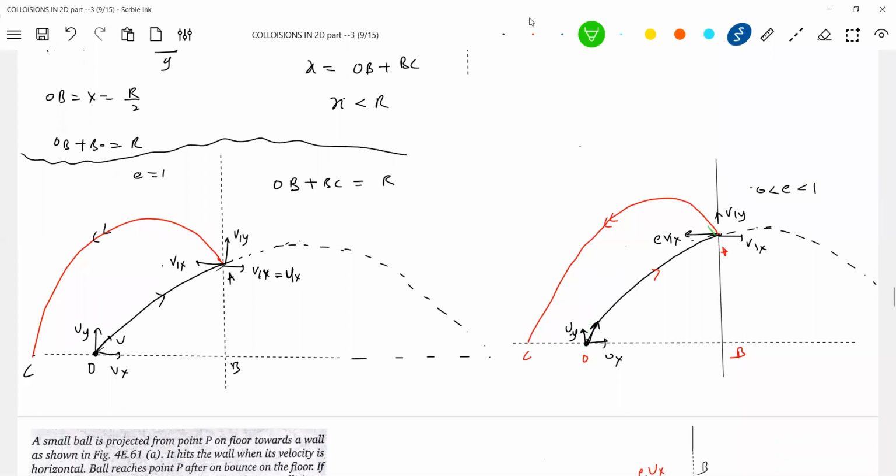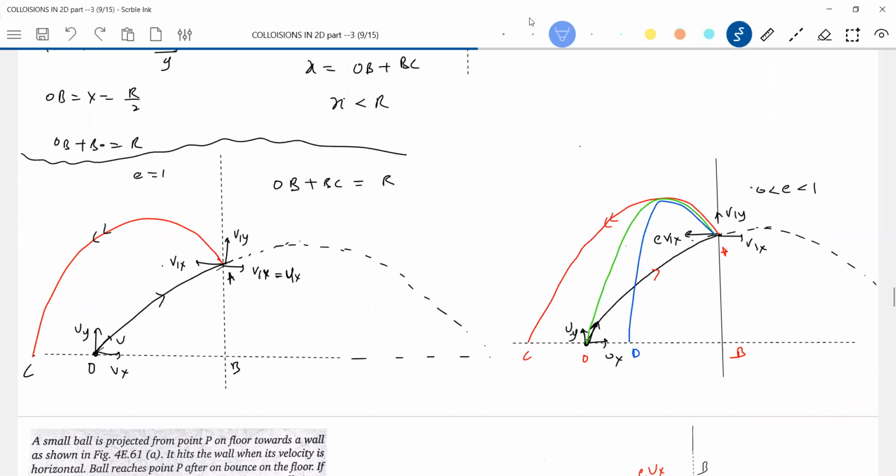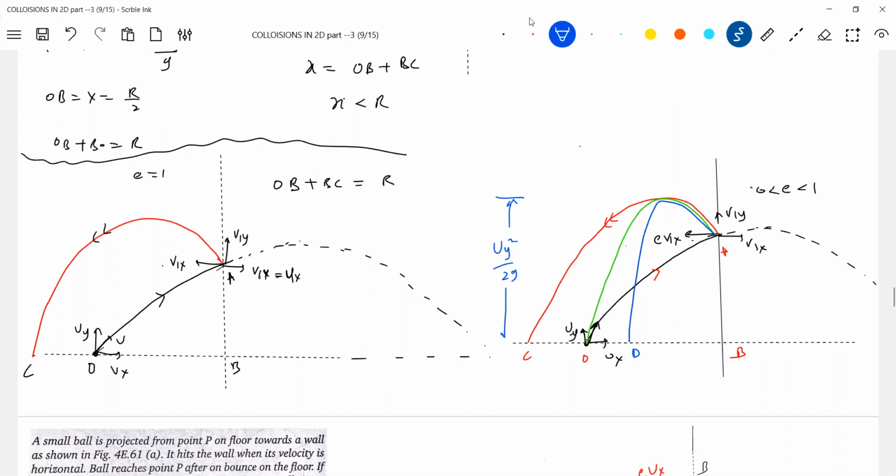The first possibility: the vertical height ascended should be the same, but the horizontal distance can be different. This is one thing. What is next? Another thing. It can happen. Rough diagrams. These are the 3 possible paths. It may fall in front of the point of projection, it may fall beyond, or it may fall at the point of projection. 3 cases will come. But in all the cases, what is the maximum height ascended? It will be the same. It depends on the y component, and this is equal to u square by 2g.